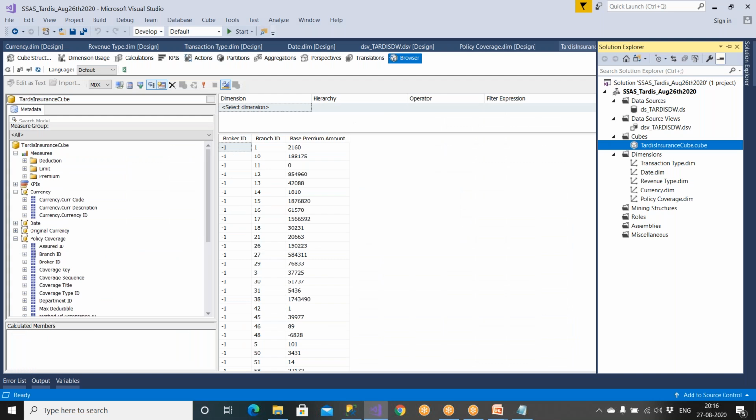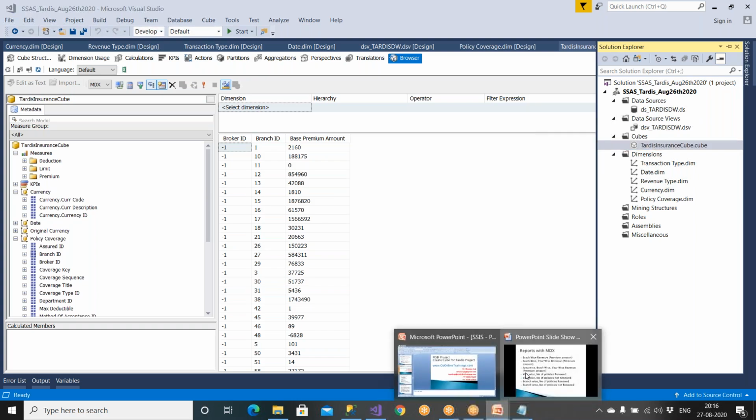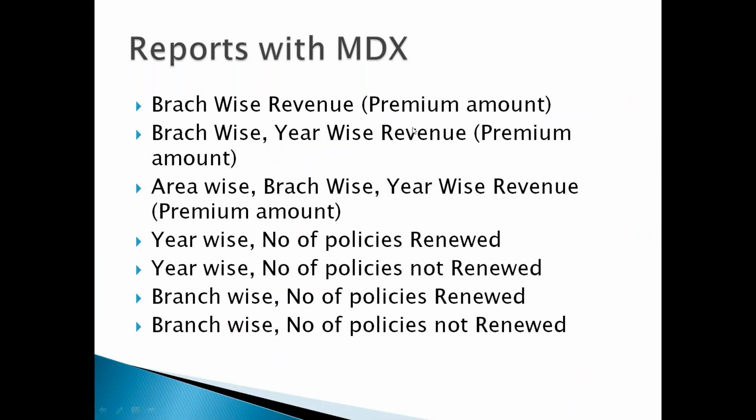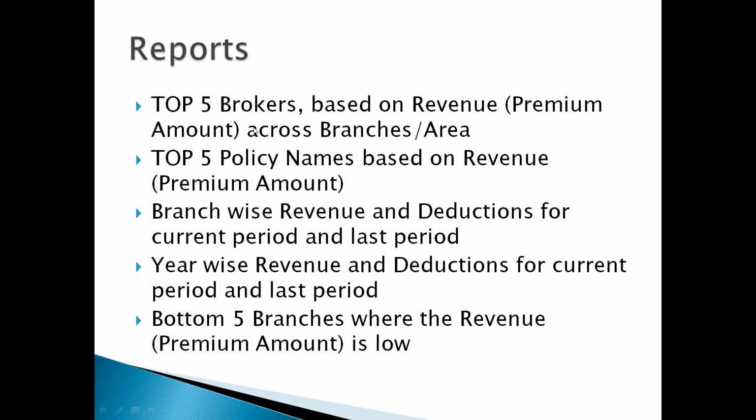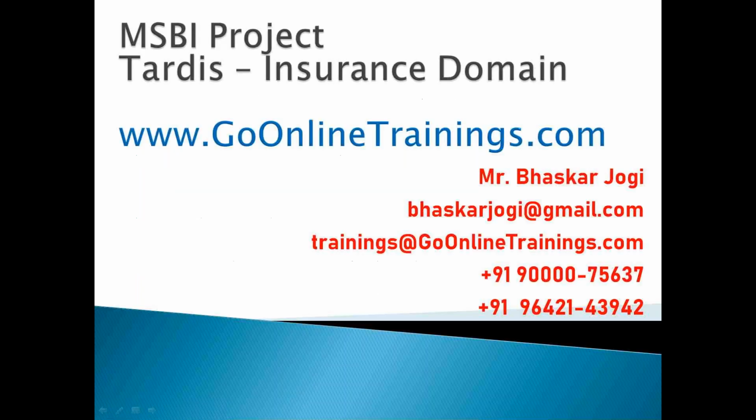Clear, guys? And tomorrow we'll continue further. You try to do these steps. Okay, so after that you try to create these MDX queries. Top 5 brokers based on the revenue, top 5 policy names based on the revenue premium amount, branch-wise revenue and deductions for the current period and the last period, year-wise revenue and deductions for the current period and last period, bottom 5 branches where the revenue is low, premium amount you should be able to use.